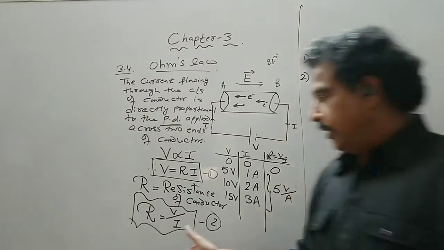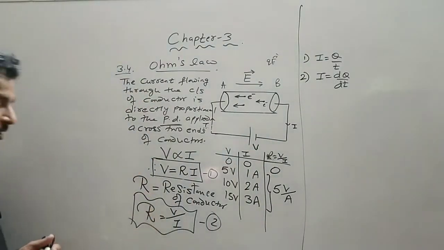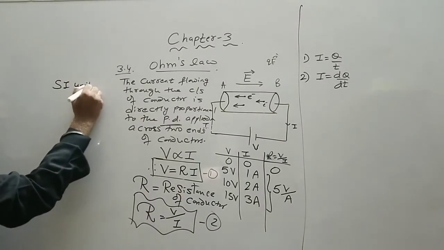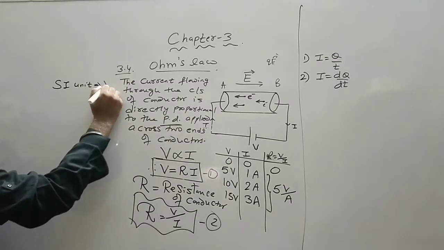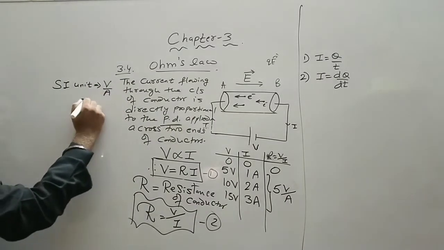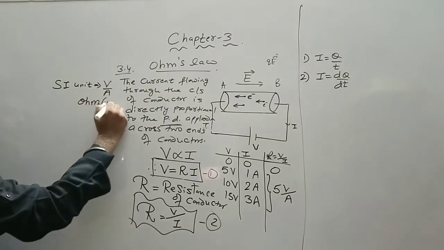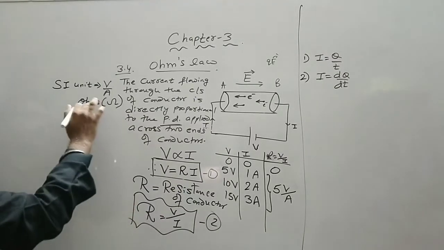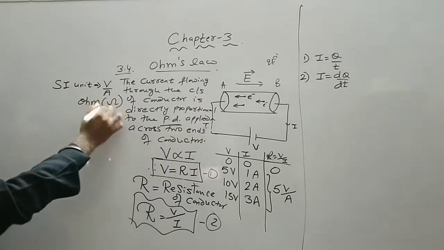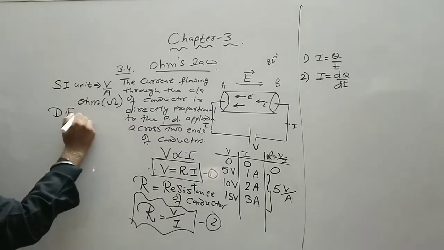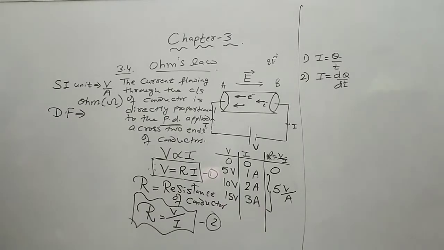So the SI unit of the resistance is volt per ampere, which is known as ohm and denoted by the symbol omega. So the SI unit of the resistance is ohm, or we denote it by the symbol omega. Dimensional formula is left as an exercise.